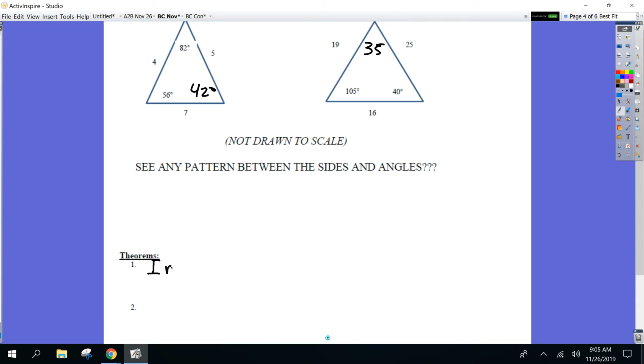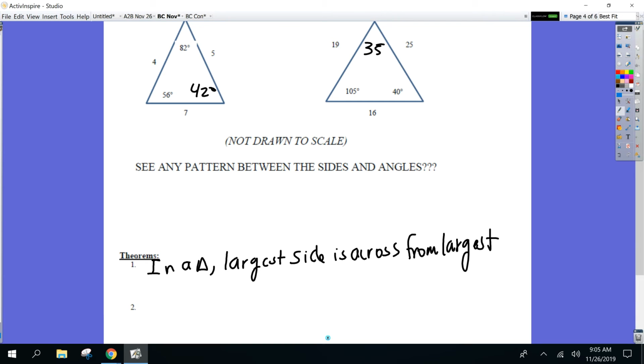First theorem, in a triangle, the largest side is across from. Where's the largest side across from? Largest angle. So your second theorem here today, along with the exterior angle one. I'm going to say the same thing, but for the smallest. You could also flip angle inside if you wanted to. In a triangle, smallest angle is located where?